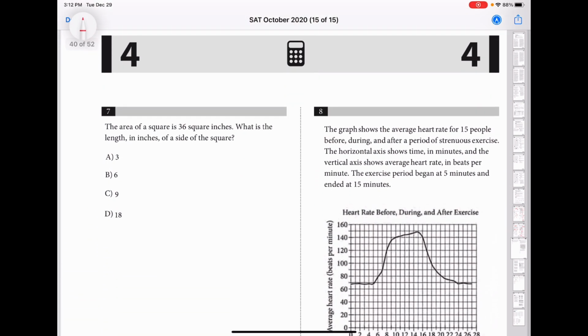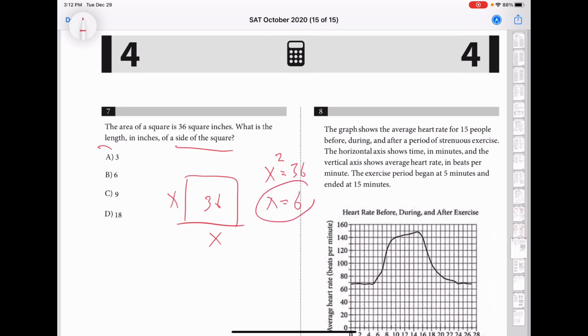Number 7, the area of a square is 36. So this is x and x. What is the length in inches of a side of the square? So x squared is equal to 36. x should equal 6. The answer should be B for number 7.